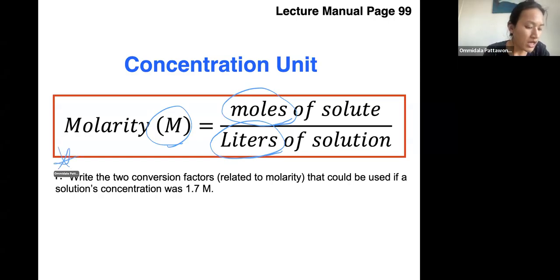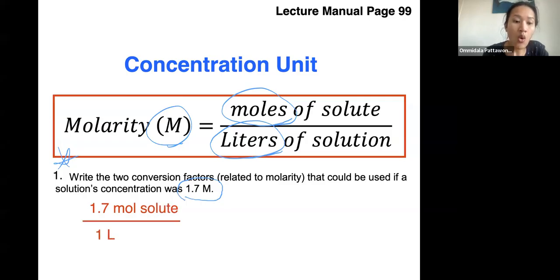So if you are looking at this concentration, 1.7 molar, you are going to see that it actually contains two units. Which means that this 1.7 means 1.7 moles of solute per 1 liter of the solution. That's what it means.